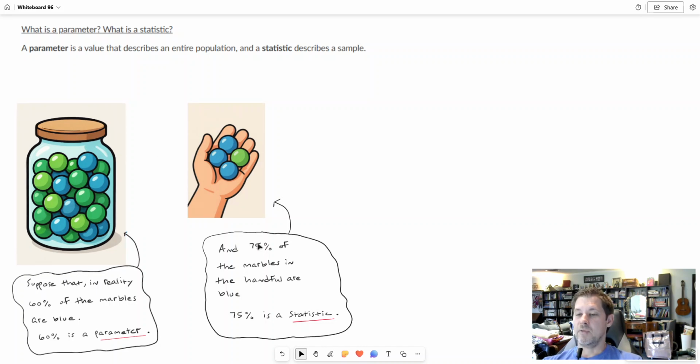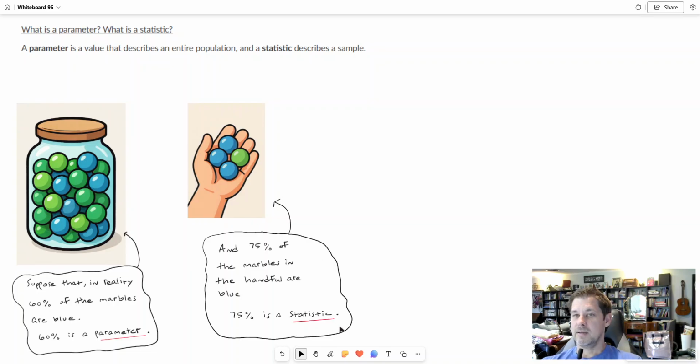Now those numbers, the percentages either way, have names. 75% of the marbles in my hand from the sample being blue is called a statistic. A statistic describes something about the sample, such as the percent of blue marbles in the sample. It could also be the average weight of the marbles in the sample or something like that. Anything you could measure about the sample is called a statistic. So in my example I've been using through this whole video, 75% of the marbles being blue in the handful, in the sample, that's called a statistic.